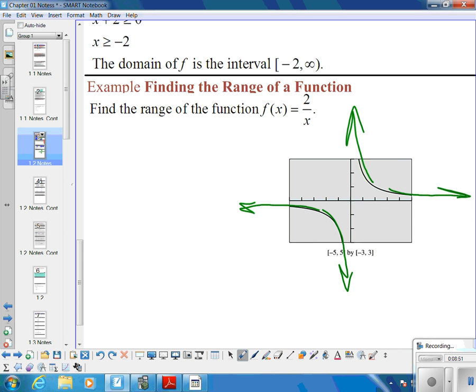What does that mean? That your range is going to be all real numbers except 0. All real numbers except 0. So you could write your range as going from negative infinity to 0, but not including 0, or from 0 to infinity. Or you could write it out in words.